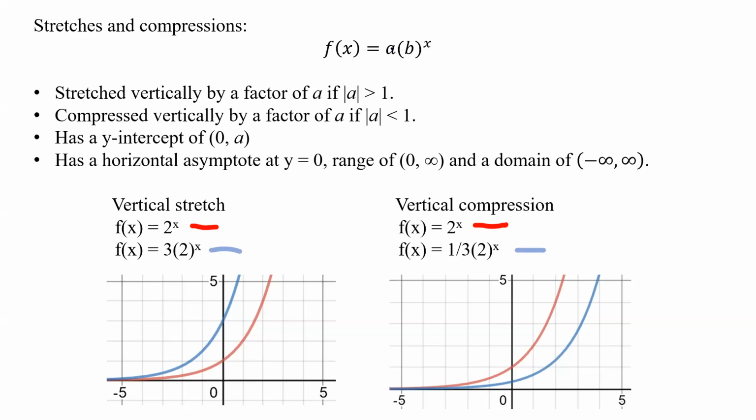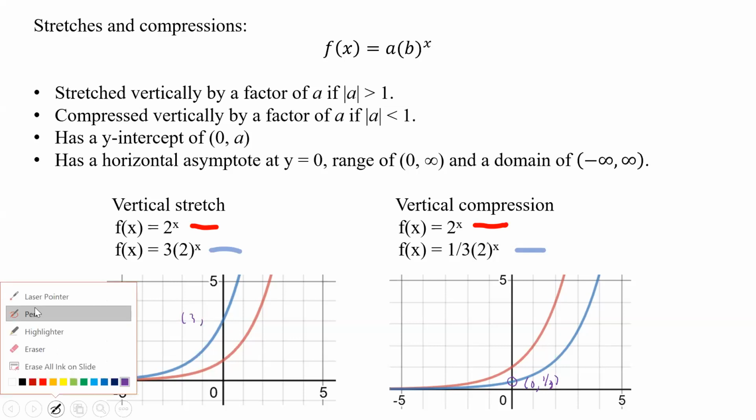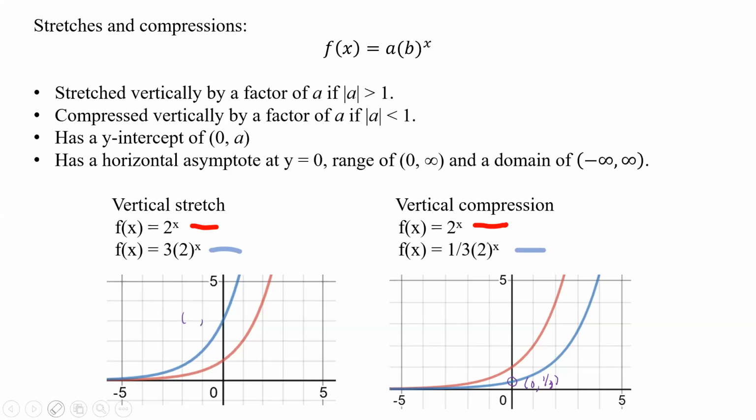Now, what if we had something between 0 and 1? So the absolute value of A is less than 1. Well, then it's going to push it down. It's going to compress it down. If we had 2 to the x as initially our red line, and we took that times 1/3, which is between 0 and 1, then it's going to push it down. And so that new intersection point is going to be 0, 1/3. And this one is going to be 0, 3, sorry. 0, 3. Okay, so that's what our new point there is.